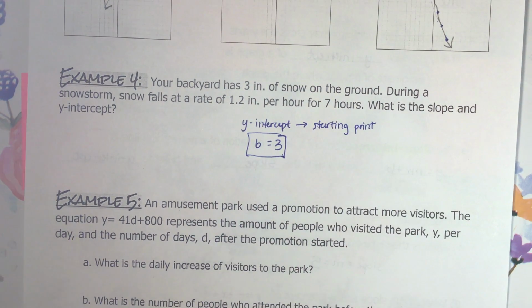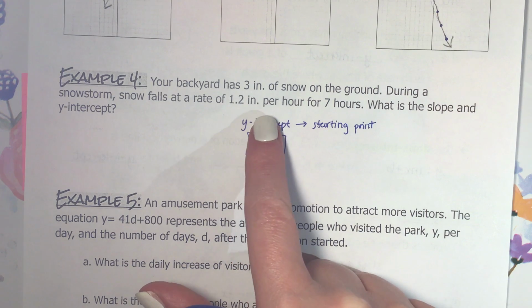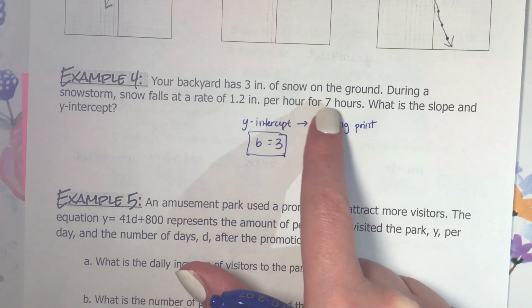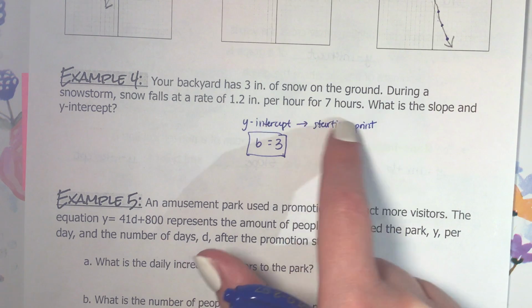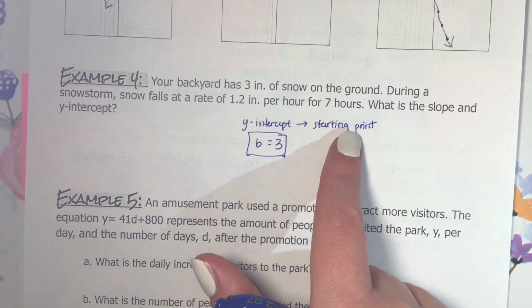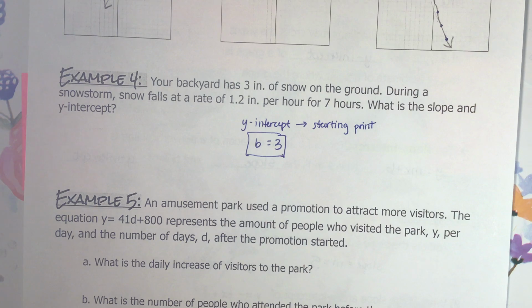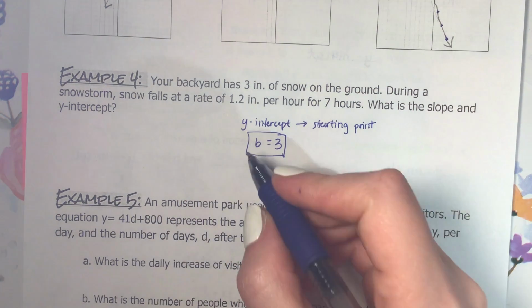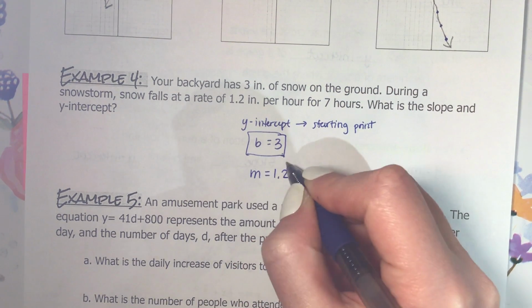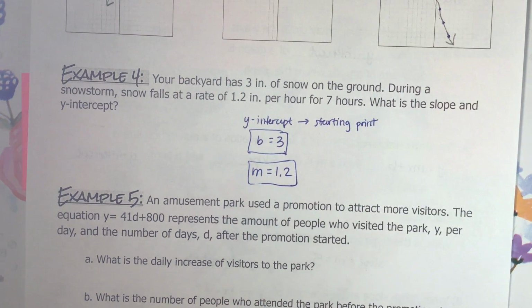Your slope is your rate of change. Your slope is how fast the snow is going to be falling. So it says, during a snowstorm, snow falls at a rate of 1.2 inches per hour for 7 hours. This 7 hours is just extra information. It's not telling us about a rate. It's telling us about how long a rate occurs. So our rate or our slope is going to be 1.2. Alrighty.